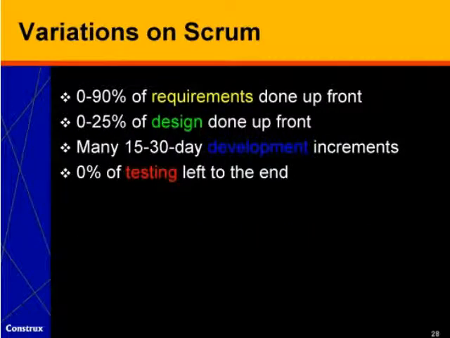Now, when we talk about Scrum, I think it's important to recognize that there are some variations on Scrum that can be effective. We've seen organizations do anywhere from 0 to 90% of their requirements up front in Scrum. We've seen them do anywhere from 0 to maybe 25% of their design up front. And we see many organizations using 2-week and 4-week or 30-day development increments. And ideally, none of the testing is left to the end. The testing is done completely within each iteration. In practice, we see a little bit of testing tends to stack up at the end, but hopefully in many cases we see not very much.